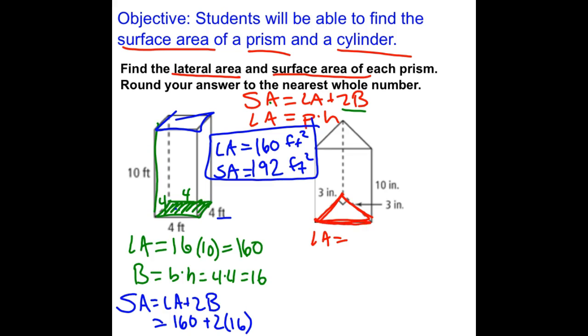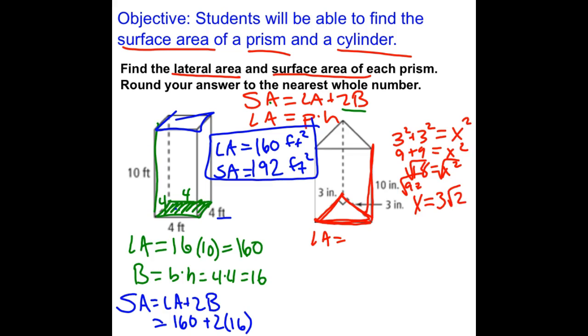To get the third side, this is where your Pythagorean theorem comes into play. The third side is across from the 90, so that's my hypotenuse. I go 3 squared plus 3 squared equals, let's call it x squared. I get 9 plus 9 is x squared. Combine my 9s, I get 18 equals x squared. Take my square root, and x, I'm going to leave in radical form for now, is 3 root 2.